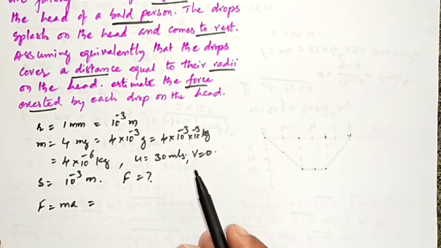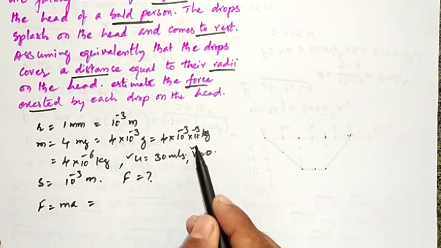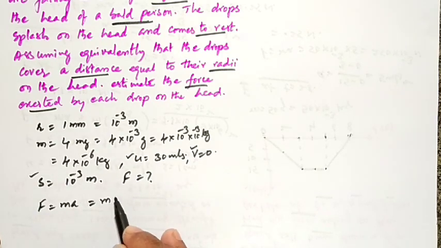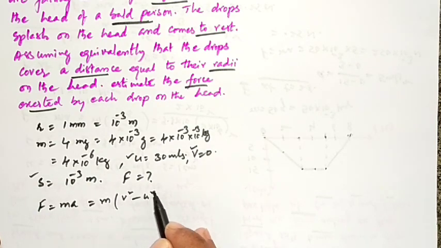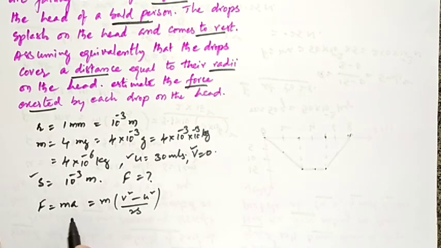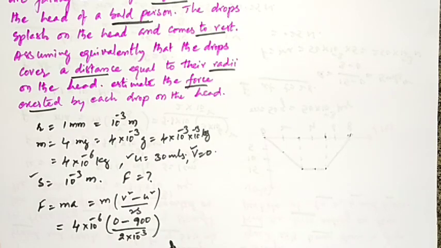So what data do I have to calculate acceleration? u, v, s. So acceleration is (v square minus u square) by 2s. Very simple. Now write down the mass. Mass is given as 4 into 10 power minus 6. v square is 0, minus u square, 30 square is 900, by 2 into s, so 2 into 10 power minus 3. If you simplify this, we are going to get the answer.